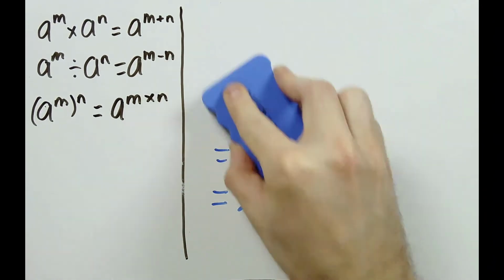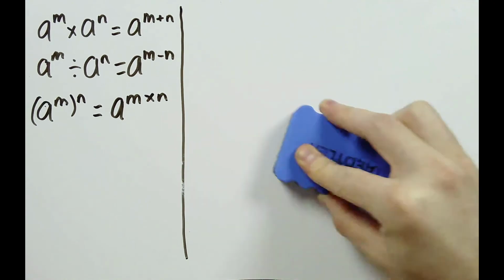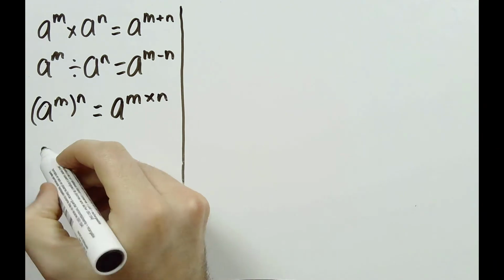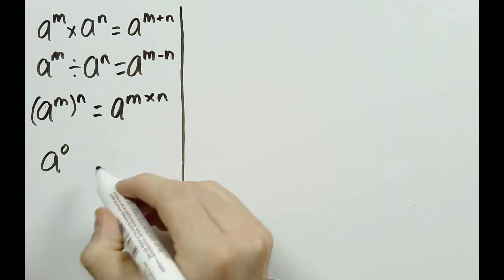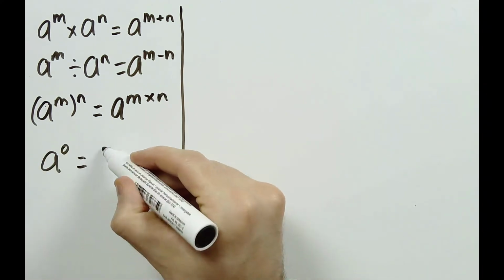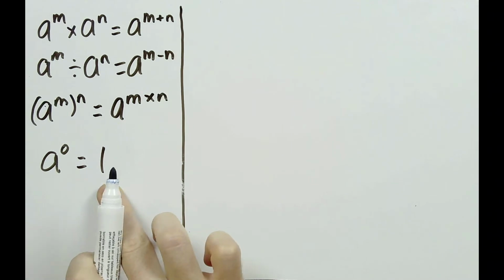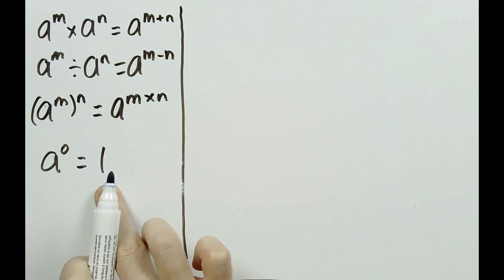The fourth law is a little bit different once again. It says that a to the power of 0 equals 1. So this basically says that any number raised to the power of 0 equals 1. So let's have a look why this might be the case.